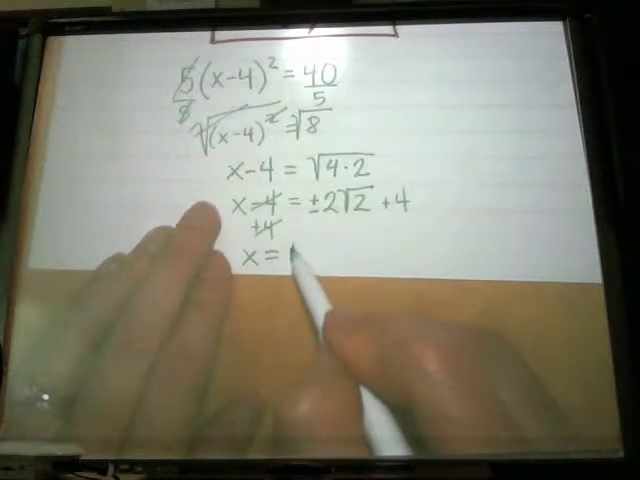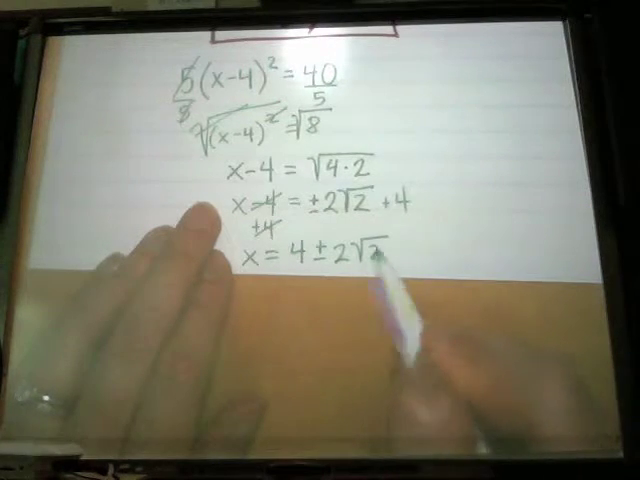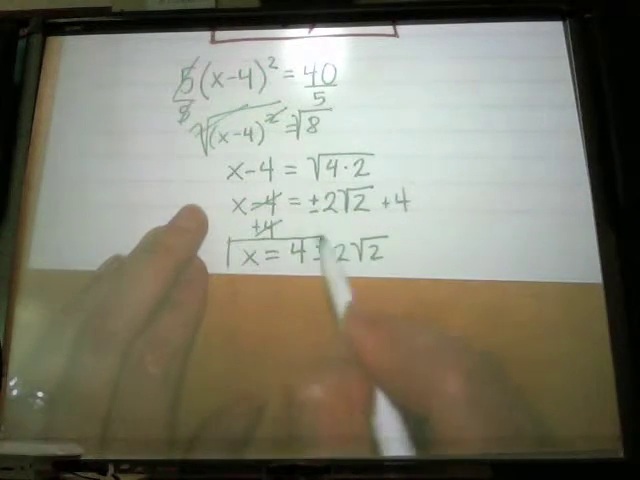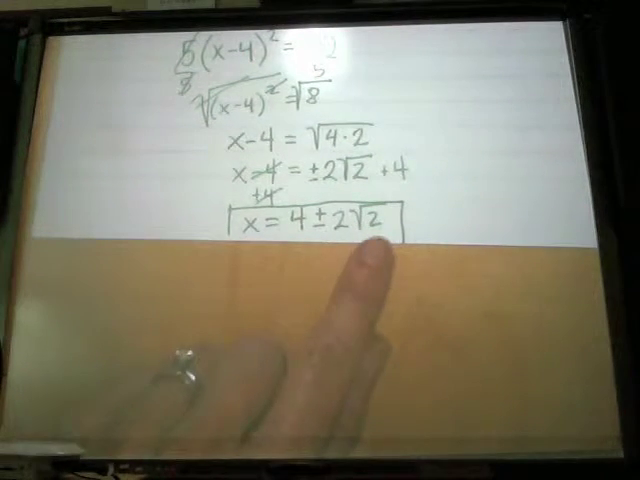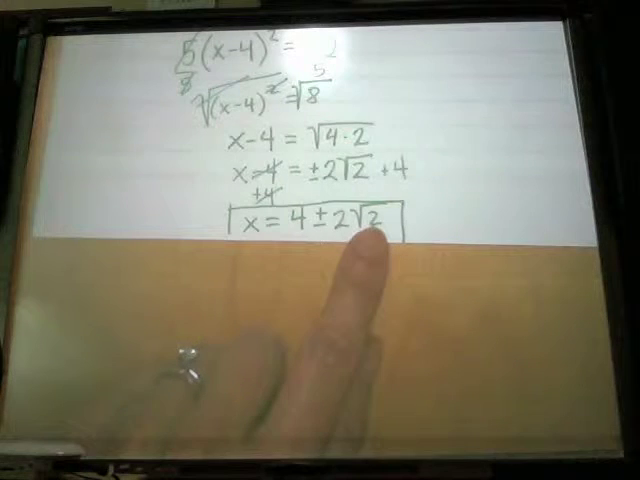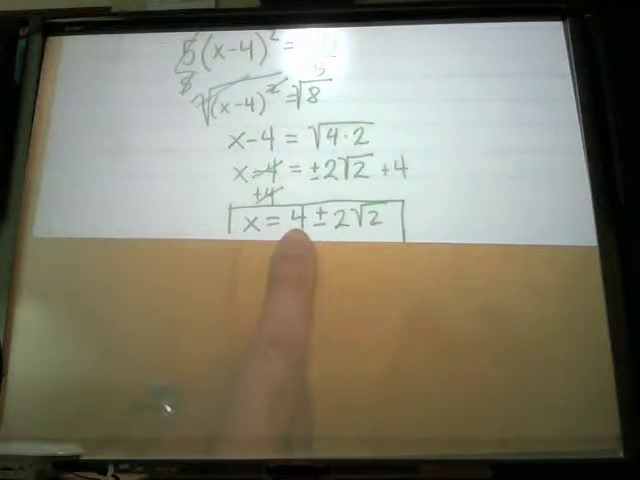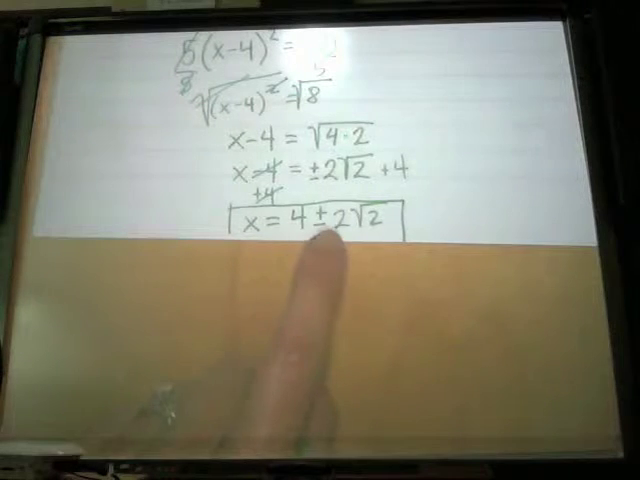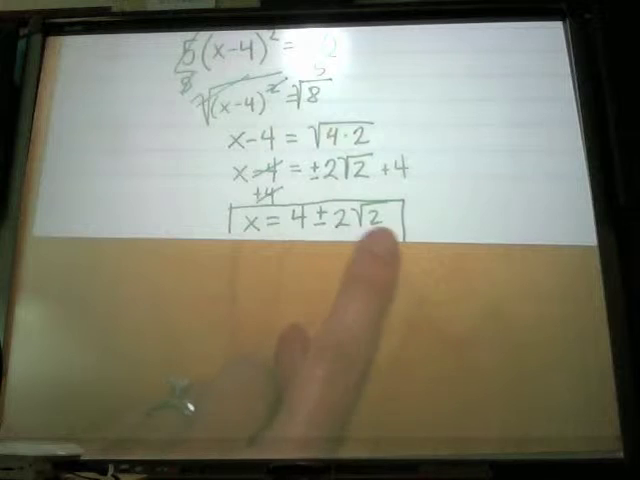If you have something like this, remember the square root of 2, this is what we call an irrational square root. It doesn't have a whole number perfect square option. You can leave it like this. Let me show you the standard way to write it. The standard way is to take anything loose, like this 4, and put it first. Plus or minus, and then the irrational part of the square root, the 2 root 2.